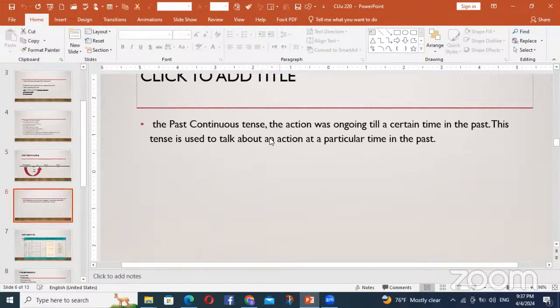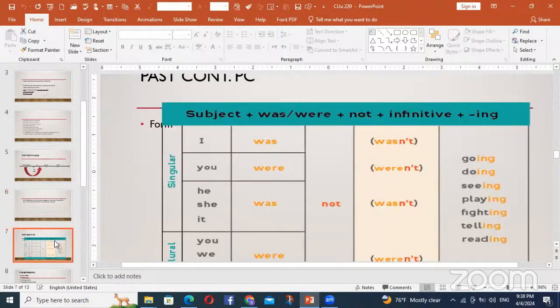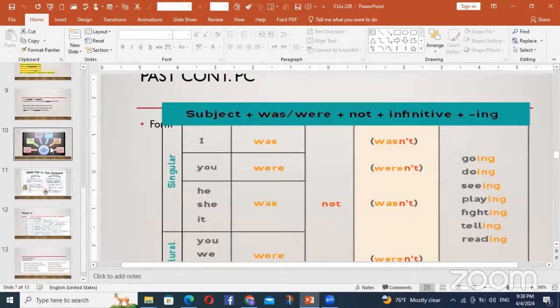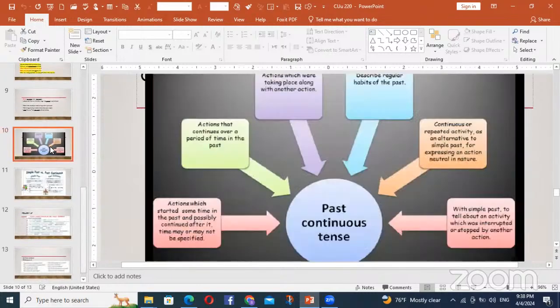Let's see some examples. Okay, the meaning of the past continuous. In the past continuous tense, the action was ongoing till a certain time in the past. This is a duration of action. The action takes time when it is happening. This tense is used to talk about an action at a particular time in the past. And then again, the past continuous like this. Why do I use the past continuous?